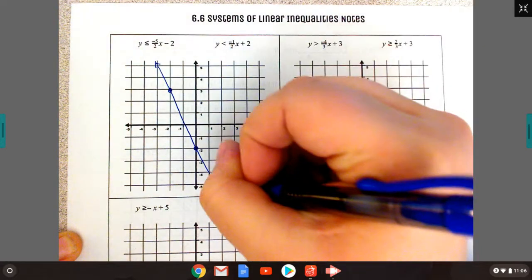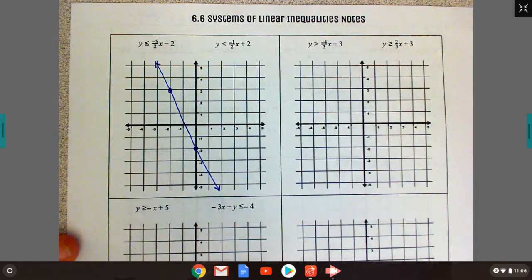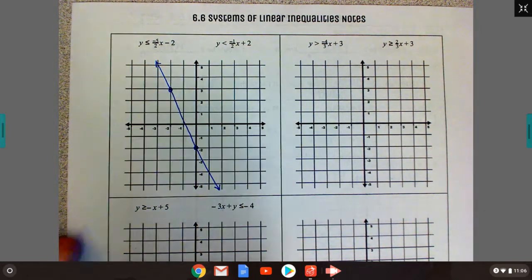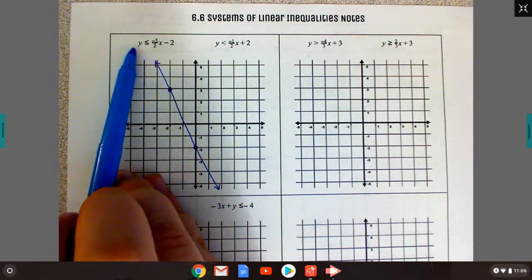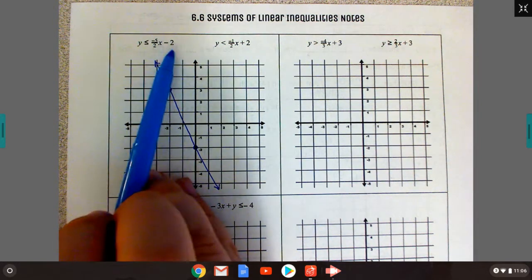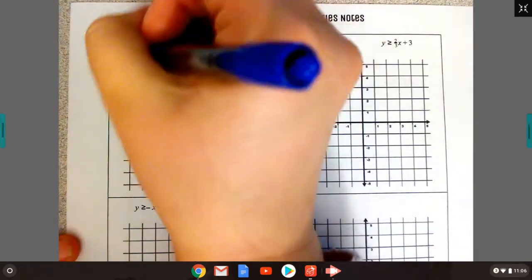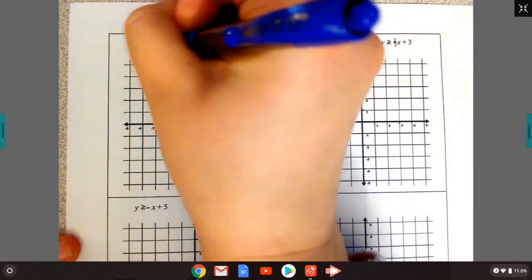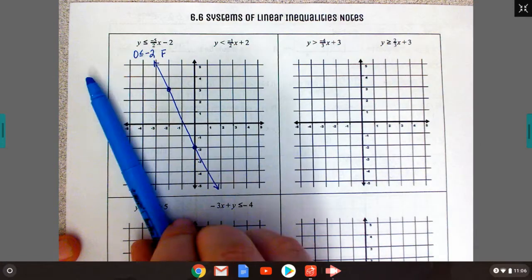So there's my first line, and I bolded it in because it is a less than or equal to. So I'm all set there. The shading is the next part of it. I am less than or equal to, and I can check a point 0, 0. If I plugged in 0, 0, I'd have 0 less than or equal to -2, which is false. So I don't want to shade the side with 0, 0. I do want to shade the other side.